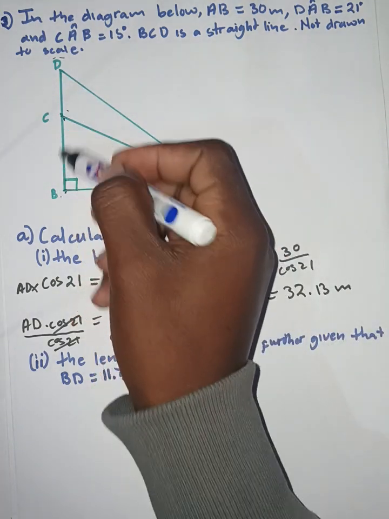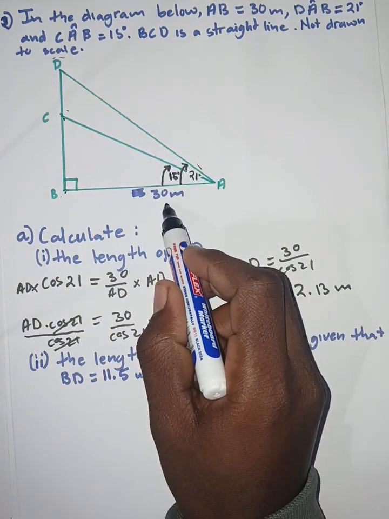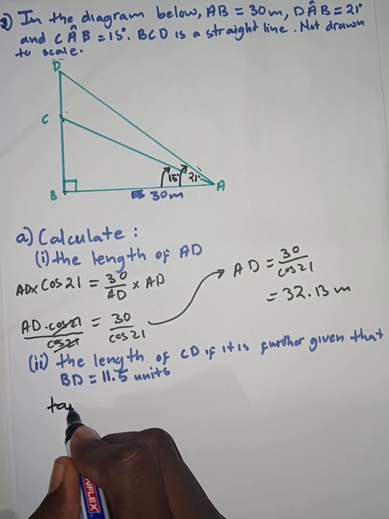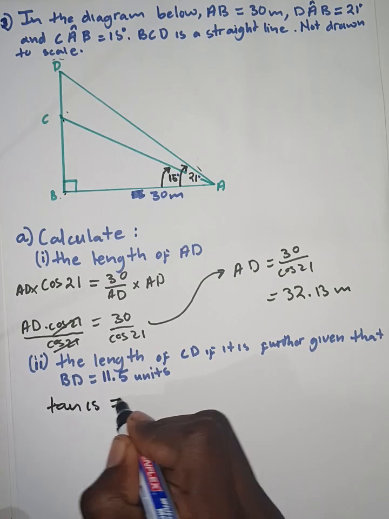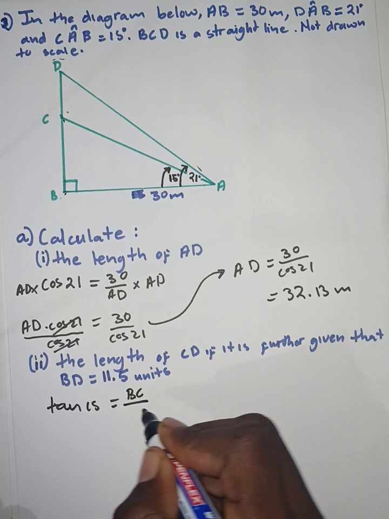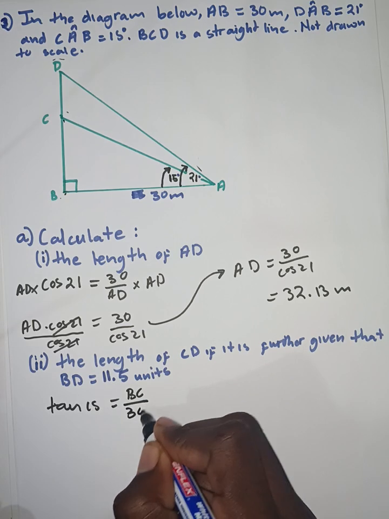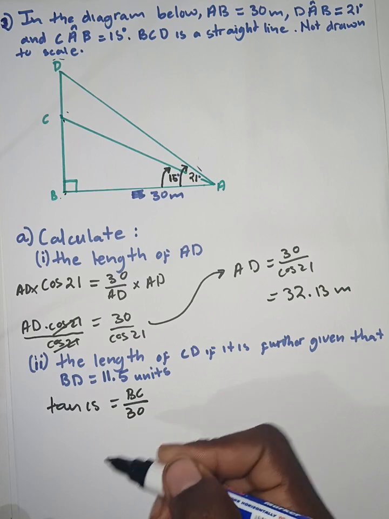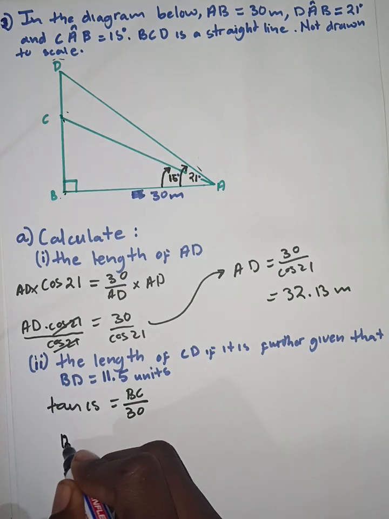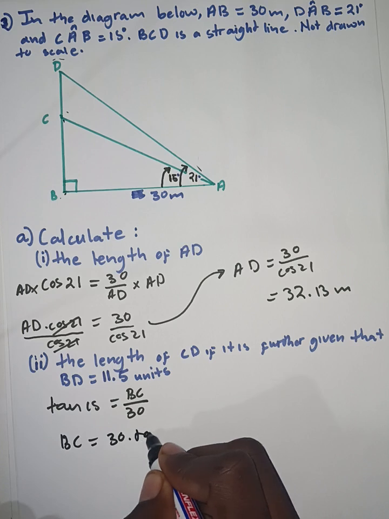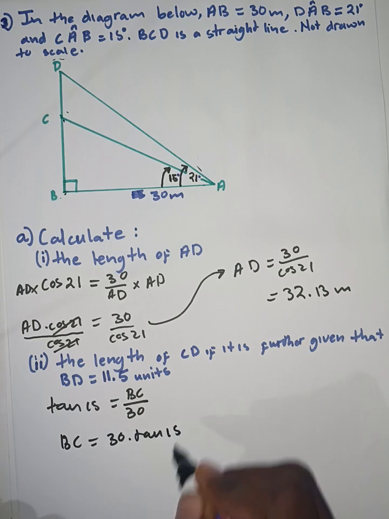So in this case, I'm looking for the opposite. I have the adjacent, so I'm going to use the tan ratio. So tan of 15 equals the opposite, which is BC, divided by the adjacent, which is 30. And again, to get BC by itself, I'll just cross multiply. So BC will become 30 multiplied by tan of 15.